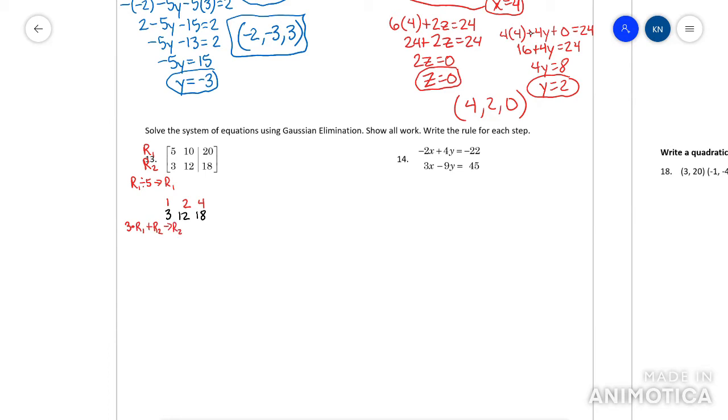3 times, I'm going to do it off to the side. 3 times row 1 would be 3, 6, 12. Then adding it to the current row 2, 3, 12, 18. Oh, sorry. It should have been a -3 times row 1. Like that. These will cancel and make the 0 that I want. 0, 6, 6. Now this is my new row 2. So row 1 is still 1, 2, 4.